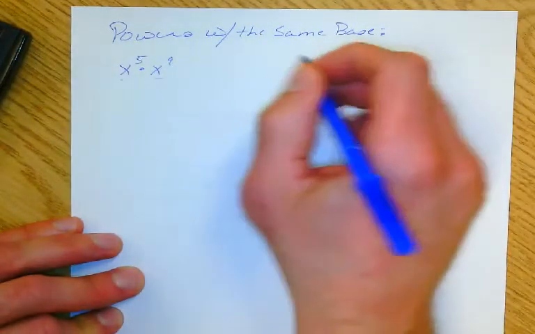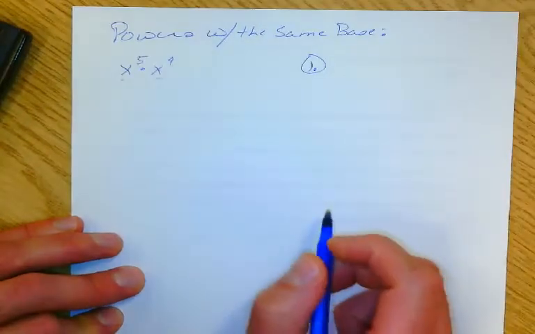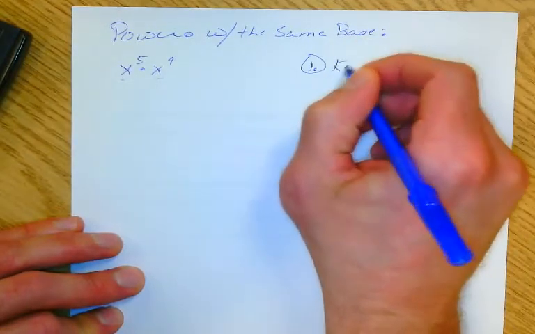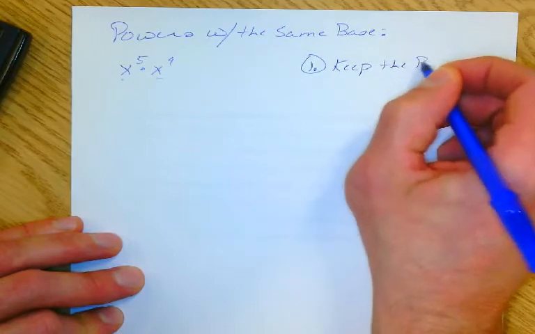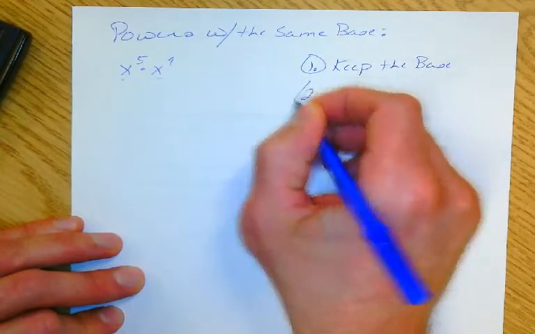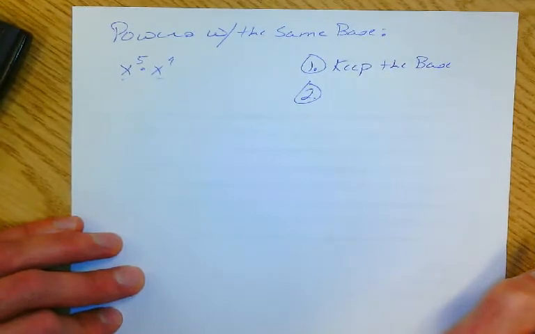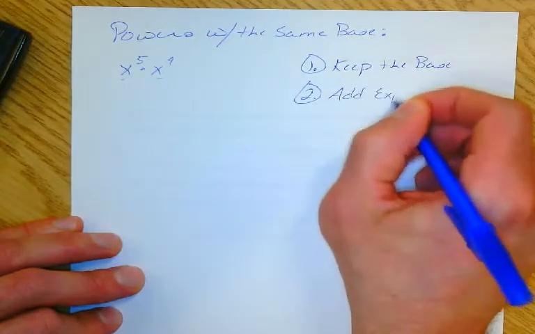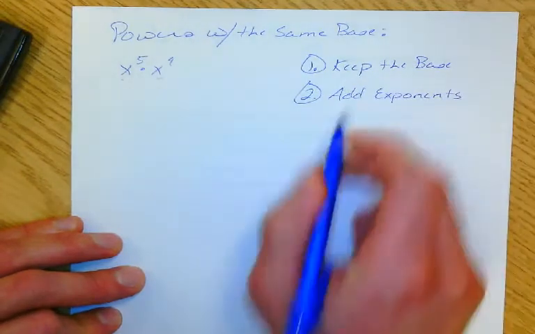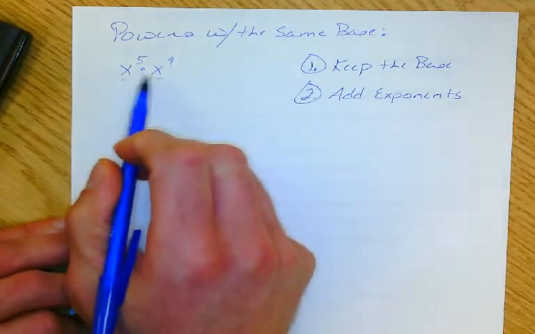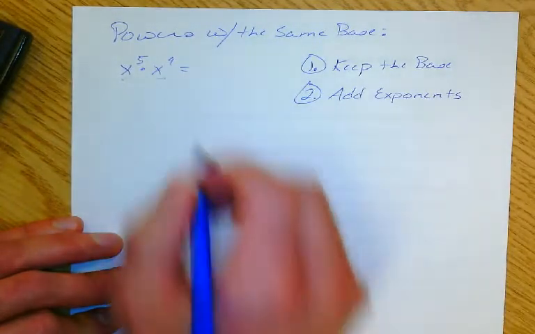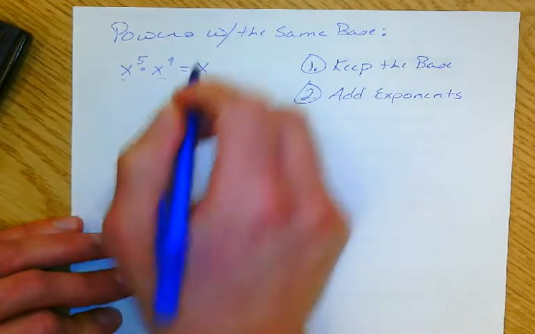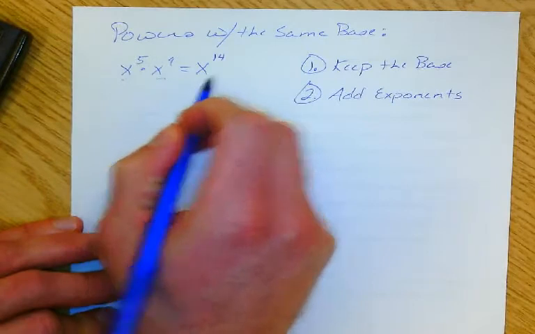Now, what we learned from last week was that, step one, we keep the base the same. What do we have to do? Keep the base. Step two, try to remember. We add the exponents. So if we follow those two steps, we'll be in good shape. For that first example, our common base is x. We will keep that. We take the exponents, 5 and 9, add them together. That gives us 14. So our product is x to the 14th.